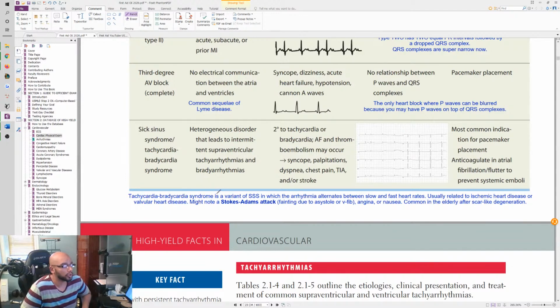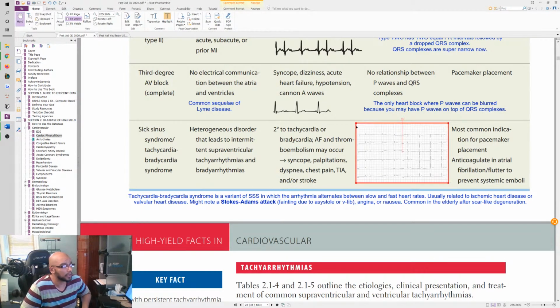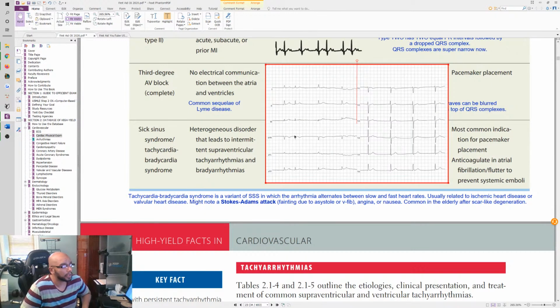Tachycardia bradycardia syndrome is a variant of sick sinus syndrome in which the arrhythmia alternates between slow and fast heart rates. And that's exactly what we see in our ECG here. Right? So here it's a fast heart rate, then you have the slow heart rate. This is still slow, and then it'll probably get fast again. And that's kind of what we're seeing here.